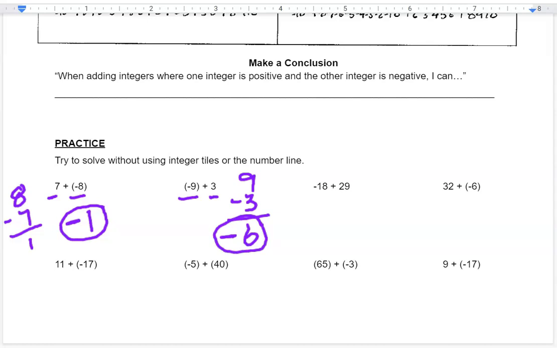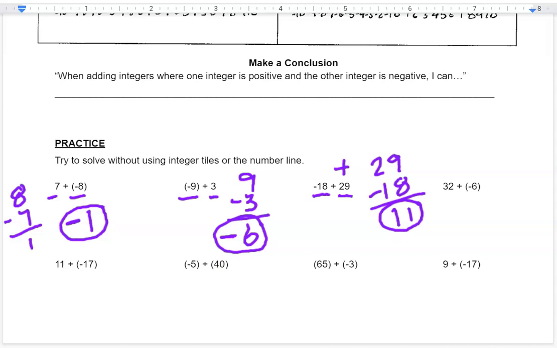Negative 18 plus 29, subtract those numbers. We have 29 minus 18 is 11. But I shouldn't have circled that yet because we haven't decided, is it negative or positive? Do we have more negative numbers or more positive numbers? We have more positive numbers, so we can actually just leave that as positive 11.